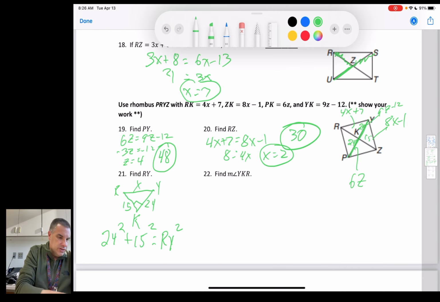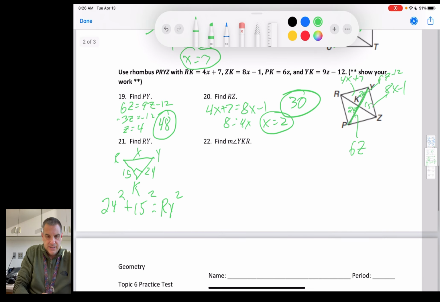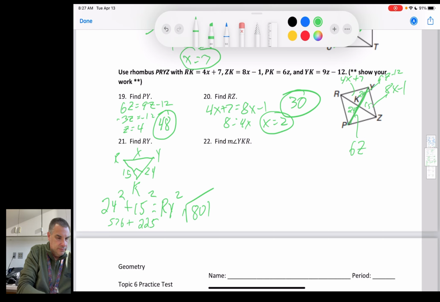So 24 squared is 576. 15 squared is 225. Add those things together and you get 801. Take the square root of 801 and you get 28.3.